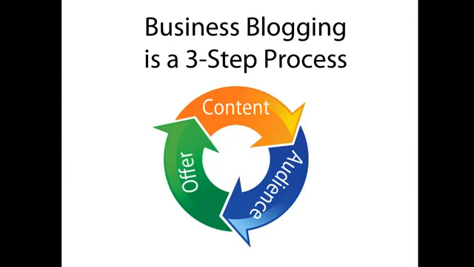How does that make me money? So business blogging is a 3-step process that follows the ARC method. It starts with content. Content is equal to attraction. It moves into audience. Audience is equal to retention. And then it moves into offer, which is the equivalent of conversion.